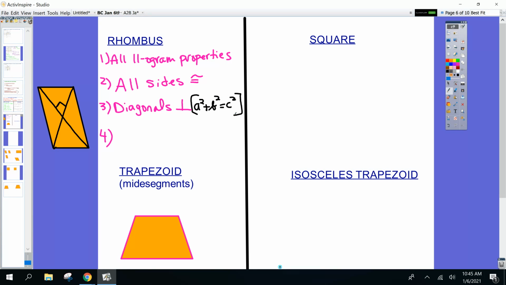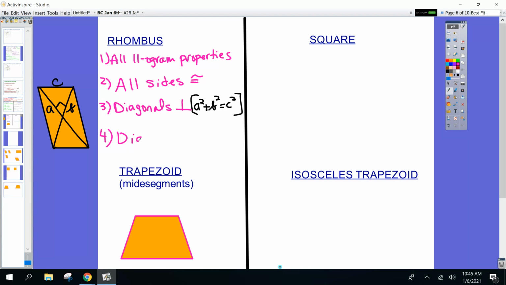Okay, so just a little heads up on that for tomorrow. Diagonals of a rhombus are perpendicular. They form 4 right triangles where you can do the Pythagorean theorem. All right, so just a heads up. And then final property, anybody? Something else about the diagonals?